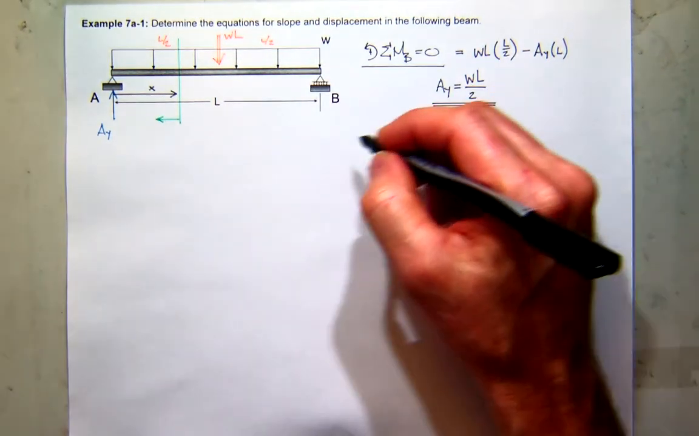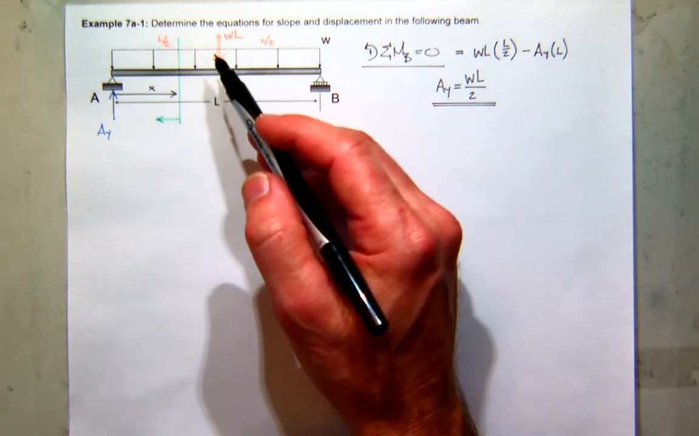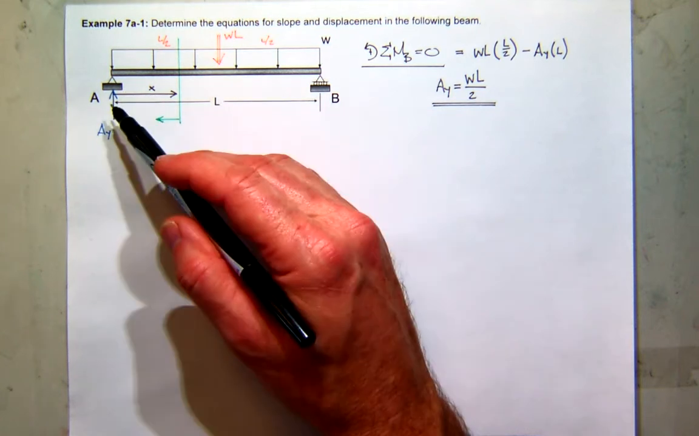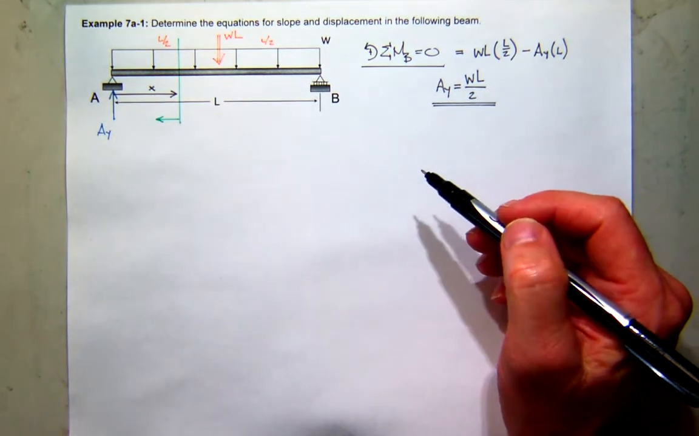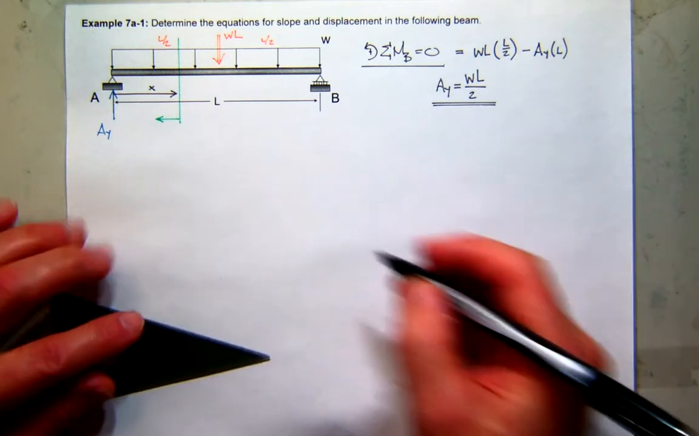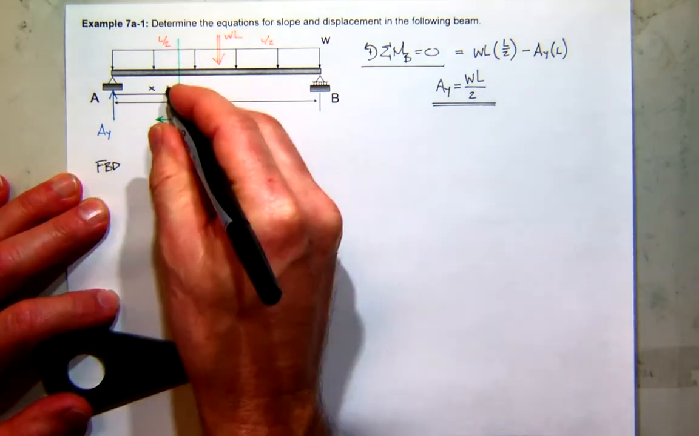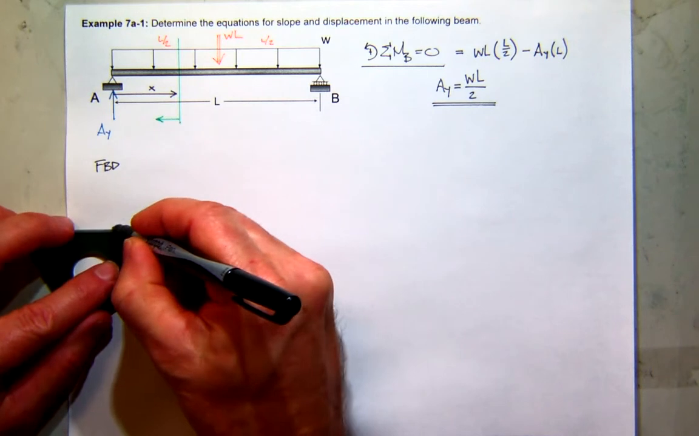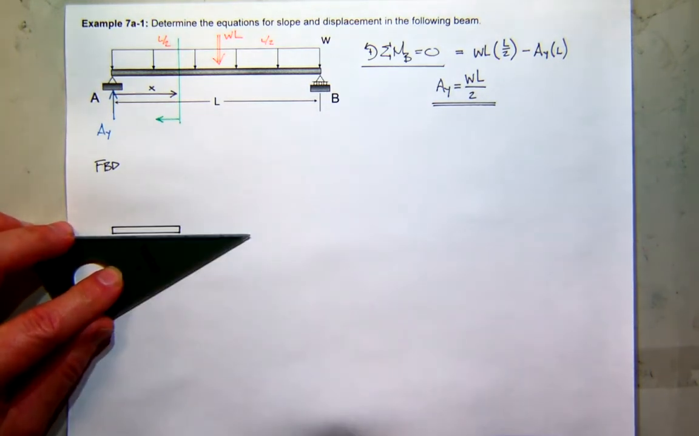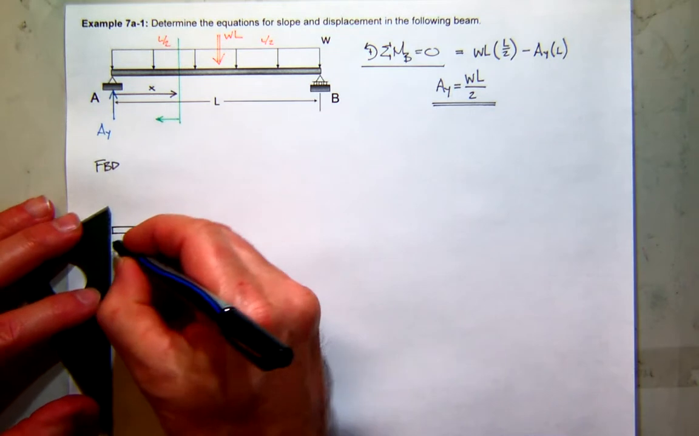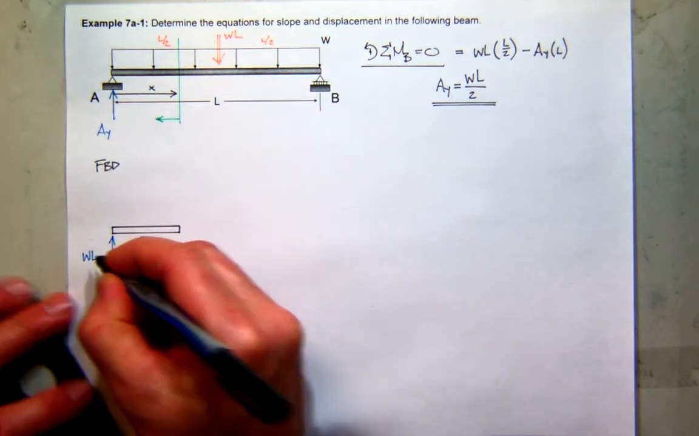And that's not surprising. You probably expected that. You'd expect that take the total load, half would go to A, half would go to B. And that's what we got. We got half of it. So now I'm going to go back and draw the free body diagram that I just mentioned before in a little more detail. So here's that section of the beam. We just found that our force here at AY was WL over 2.